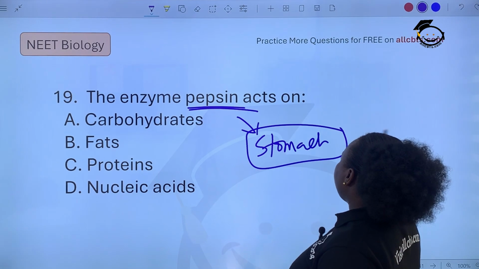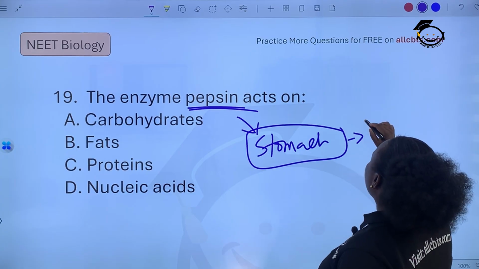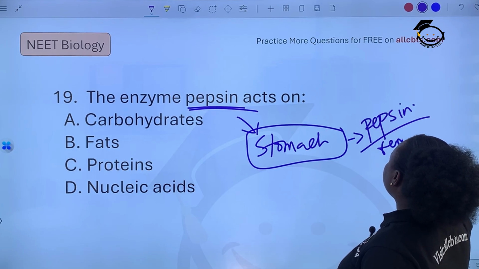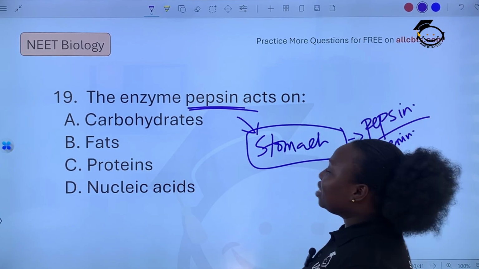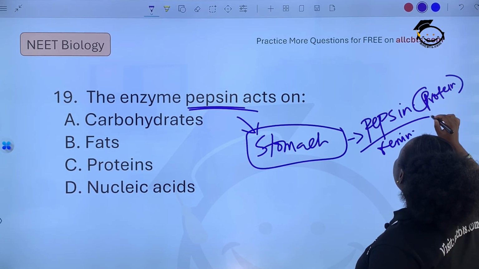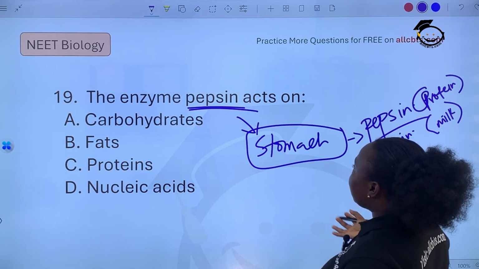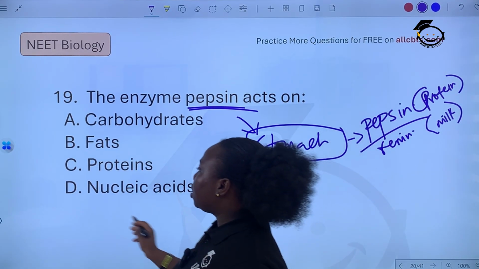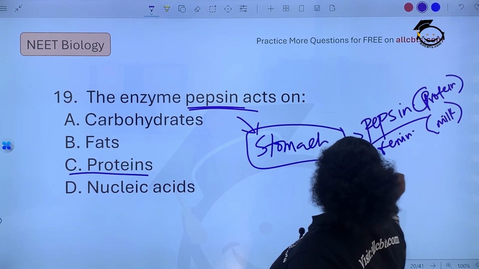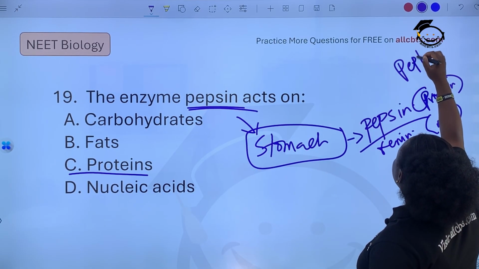Now in the stomach we have some enzymes, such as pepsin and renin. Pepsin is the one that digests protein, while renin will digest milk, because it causes the coagulation of milk. Now our answer here is option C, proteins, because pepsins are the ones that digest proteins by converting these proteins to peptides.